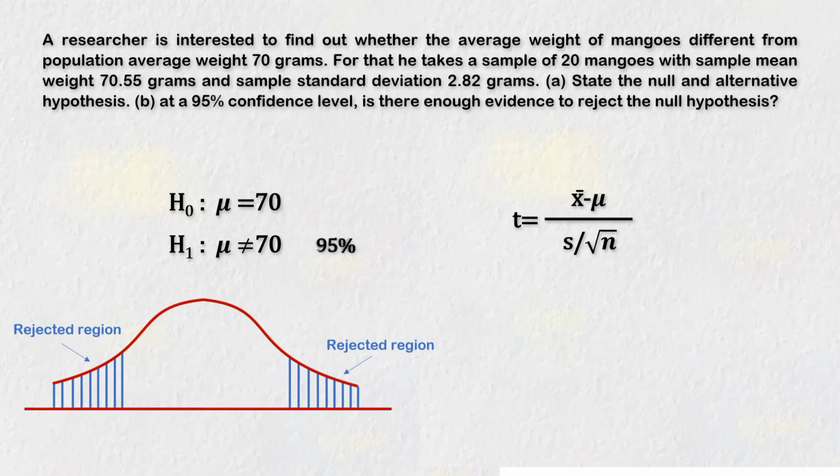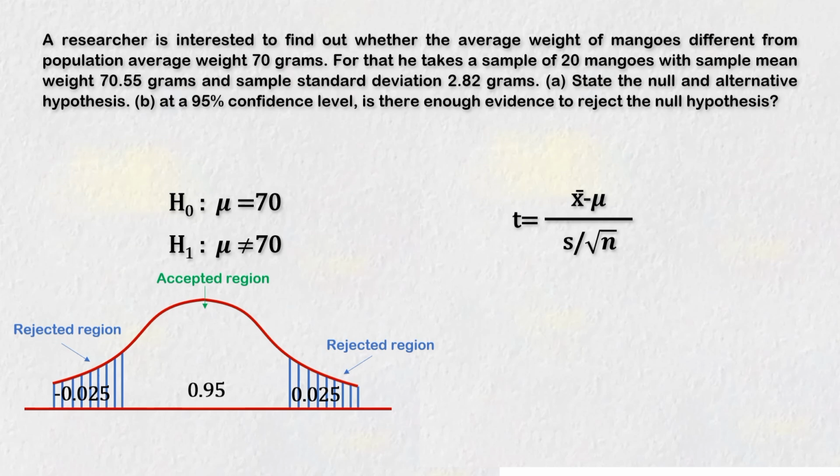Since our confidence level is 95%, level of significance alpha equals 1 minus 95%, which is equal to 0.05. Since alternative hypothesis denotes it is a two-tailed test, we divide it by 2. We get 0.025. So the area of the two rejection regions or critical regions is 0.025 on each side. Rest is 0.95, which is the accepted region.